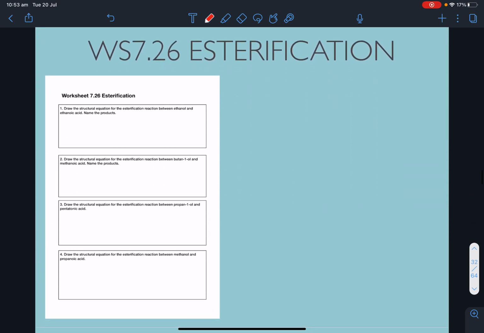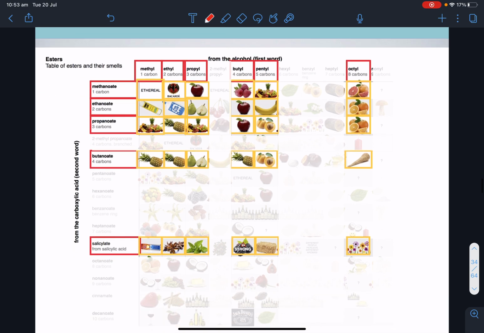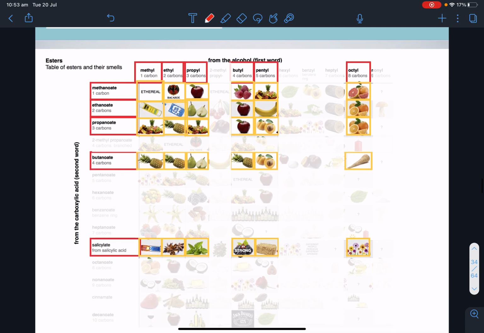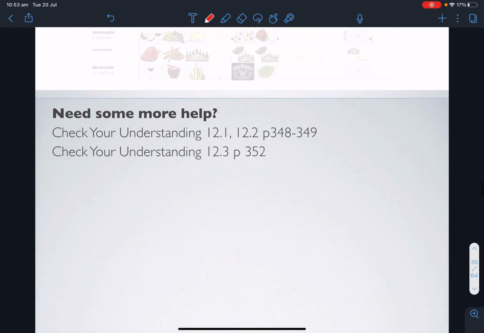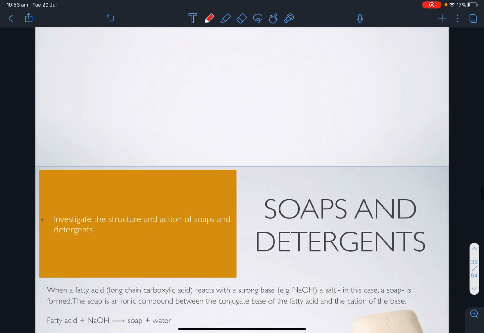Okay, we can do a worksheet now, and we've got a prac. When we do the prac, I've put this table in there to decide what esters we could make from what carboxylic acids we have at school and what alcohols we have at school. If you need some more help, there are some questions from the textbook. And next up, soaps and detergents.